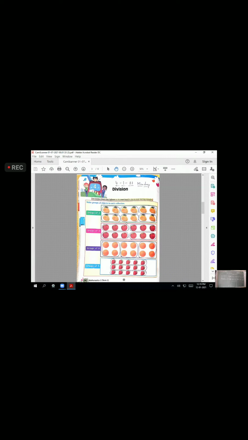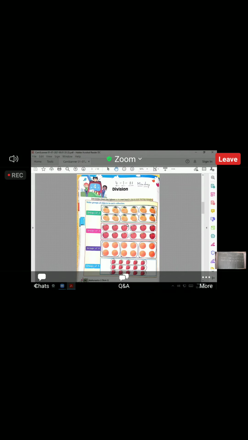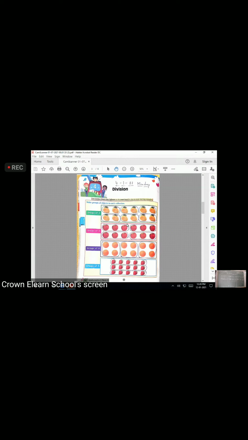Some fruits are there. We have to put them into groups. Groups of 2, groups of 3, groups of 4 and groups of 5. If anybody did not do, please do it. Take the screenshots and do it. Okay. Have you taken screenshots? Shall I move on to the next page?